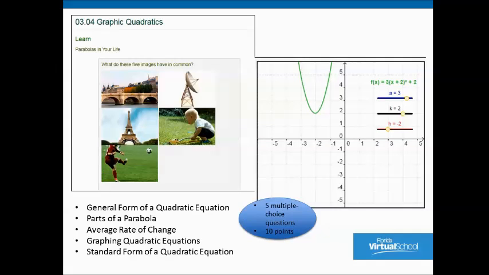The interactive on the right-hand side allows the students to change the different constants within the quadratic equation or within that parabola, so they can see what happens when you change the leading coefficient to a negative. It would flip it over. They can see that by using those different sliders for A, K, and H.